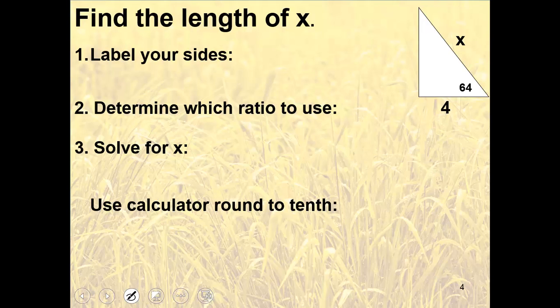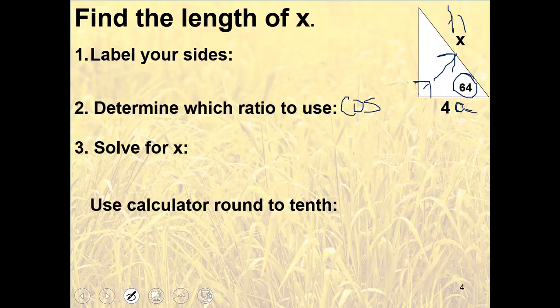All right, welcome back. Here's my angle, 64. This 4 is the adjacent. This x is my hypotenuse. Sorry, I should have done that. Hopefully you caught that. All right? Okay. So, which ratio uses adjacent over hypotenuse? Well, that is my cosine. So I'm going to use the cosine function.